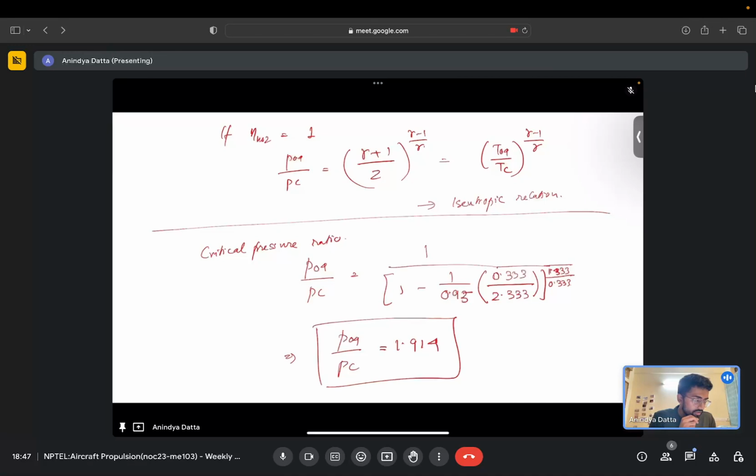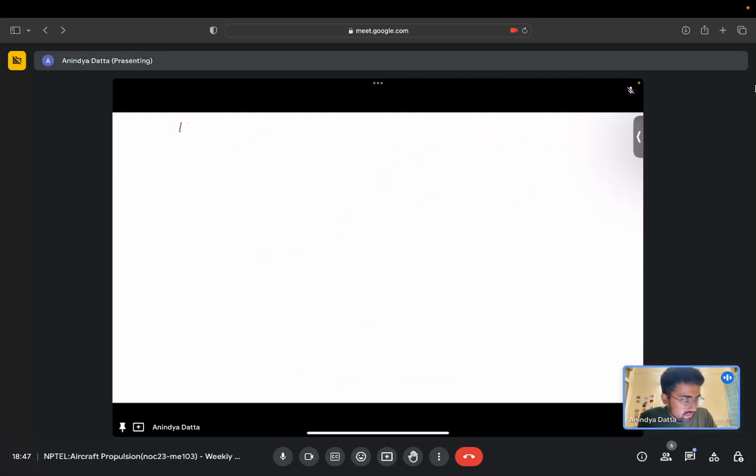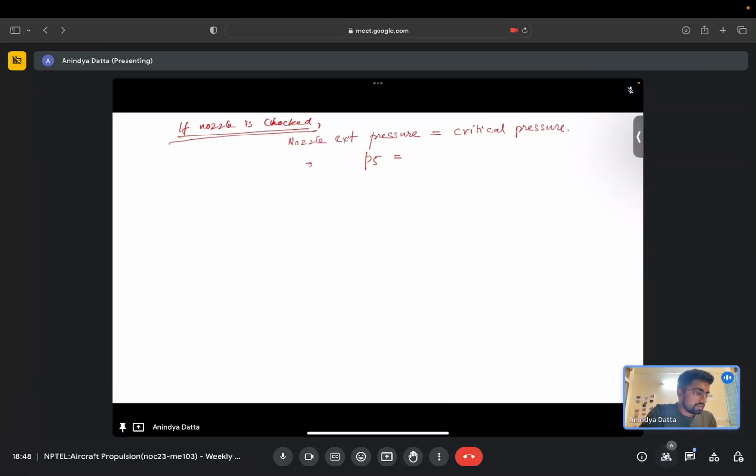Another thing: if the nozzle is choked, then the nozzle exit pressure will be equal to the critical pressure, which means P5 will be equal to PC. I'm giving you the context of when the nozzle will be choked. In that case the nozzle exit pressure P5 will be equal to the critical pressure, and that is actually greater than the ambient pressure.